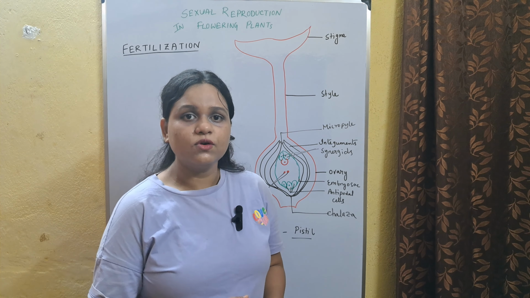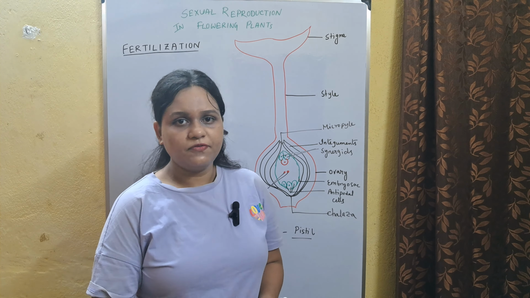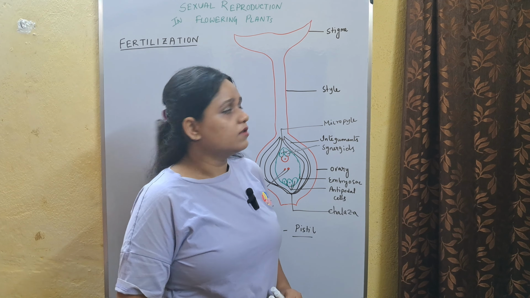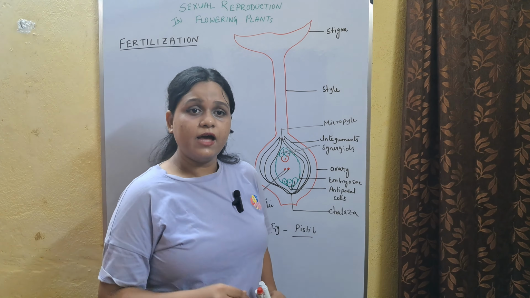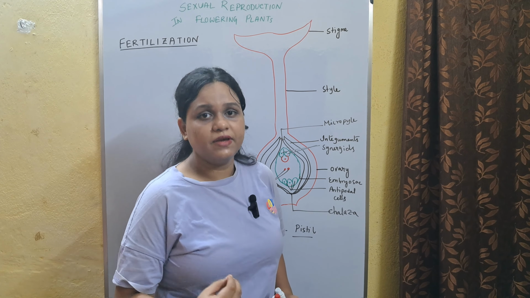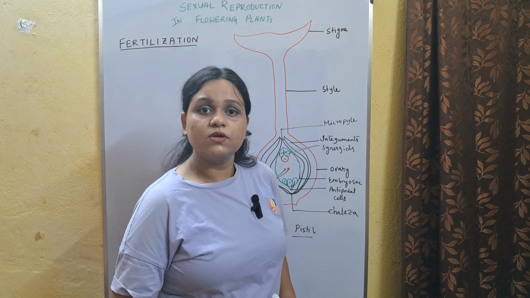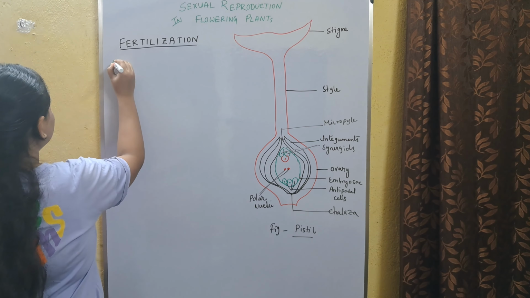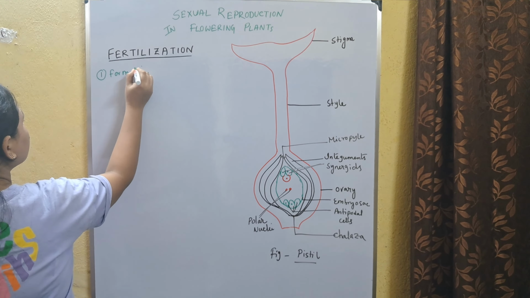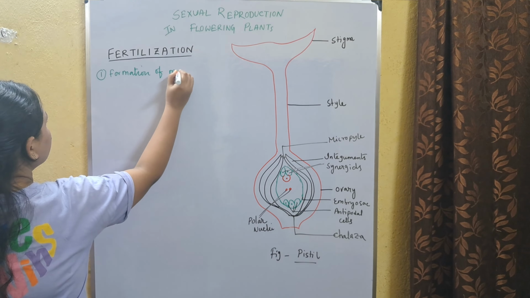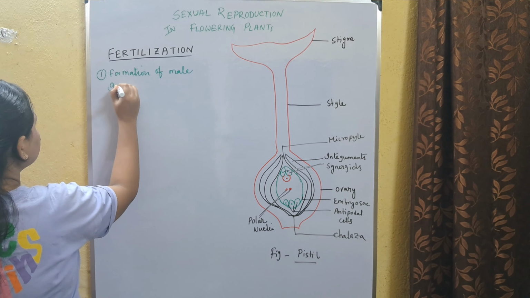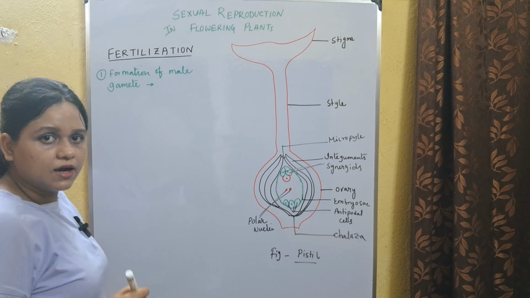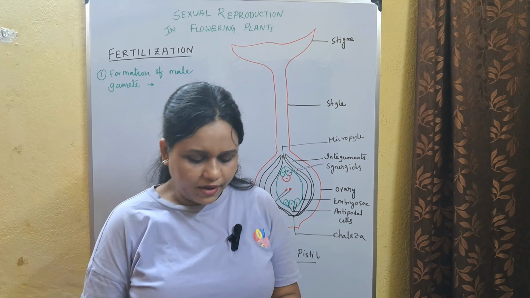Before that, we have to know some other preparatory phases. If any compatible pollen grain falls on the stigma, it has to go through various phases. Let's begin with those phases. First, what will occur? The first thing which will occur is the formation of male gamete.